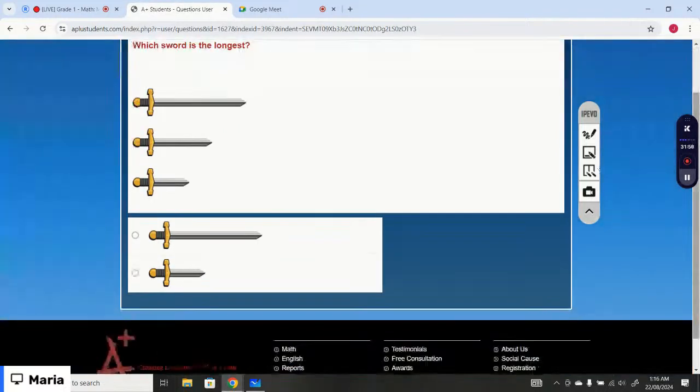Which sword is longest? You are given three of the swords. So which is the correct option? You have to find the longest. So you can see the option. So which is the correct option? Very good. Option number one is the correct option. That would be the longest sword.